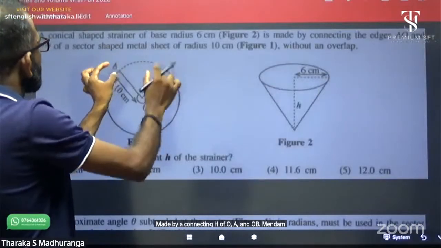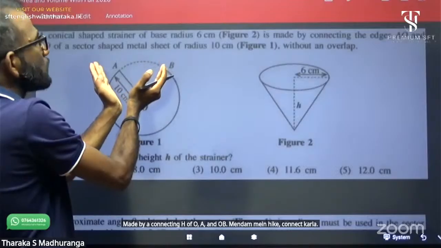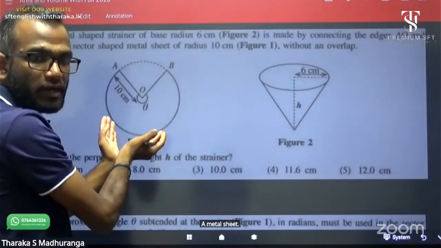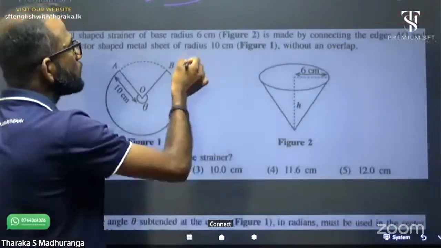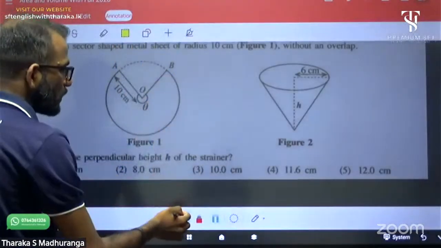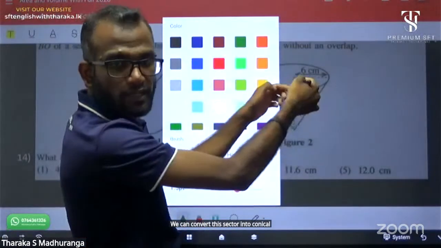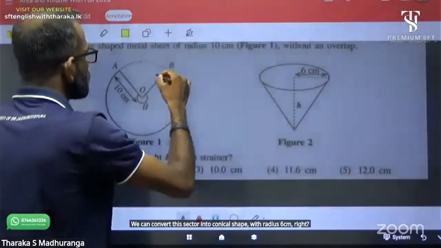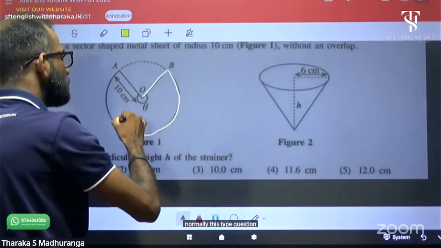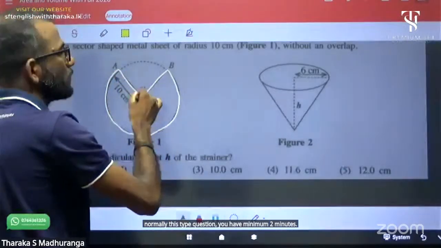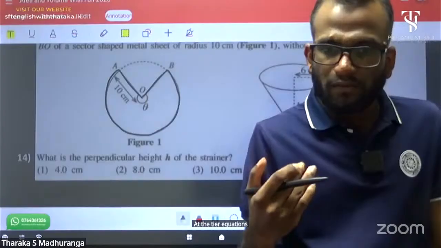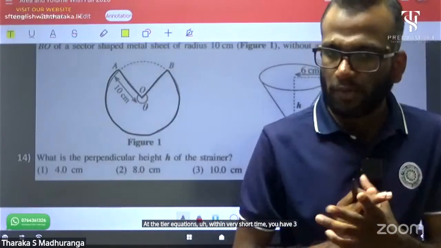We connect these two edges, the edge of OA and OB of the metal sheet. This is a sector part. Connecting the edges of this sector, we can convert this sector into a conical shape with radius 6 centimeter. First of all, you have to understand the question. Normally for this type of question you have minimum 2 minutes. If you manage the other theory questions within a very short time, you can take 3 minutes for these.